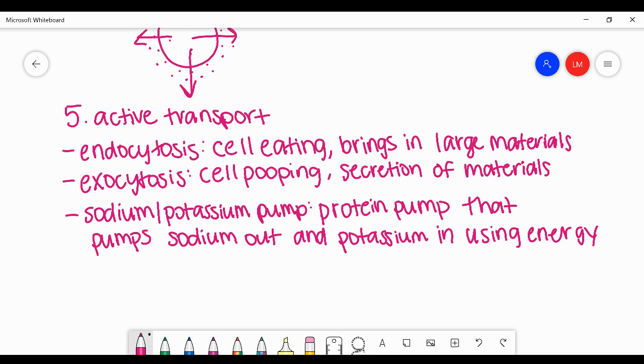And that is all I have for you on cell transport. We will diagram and do more practice with this when you come to class.